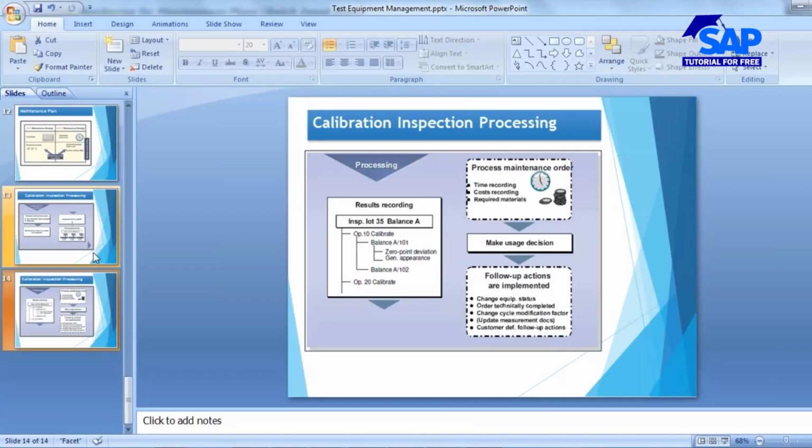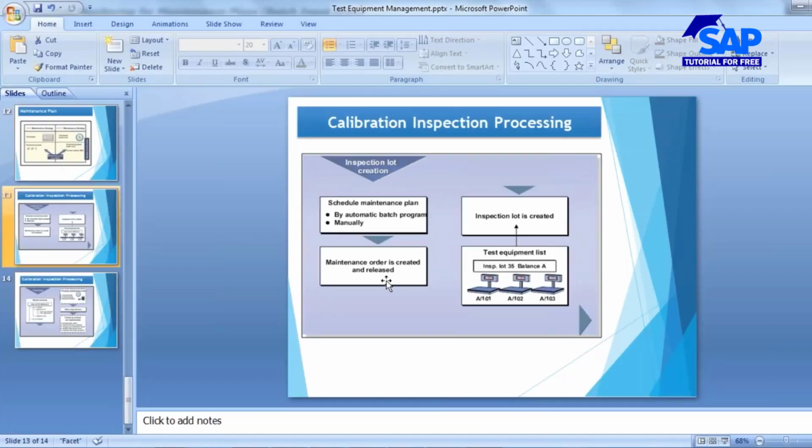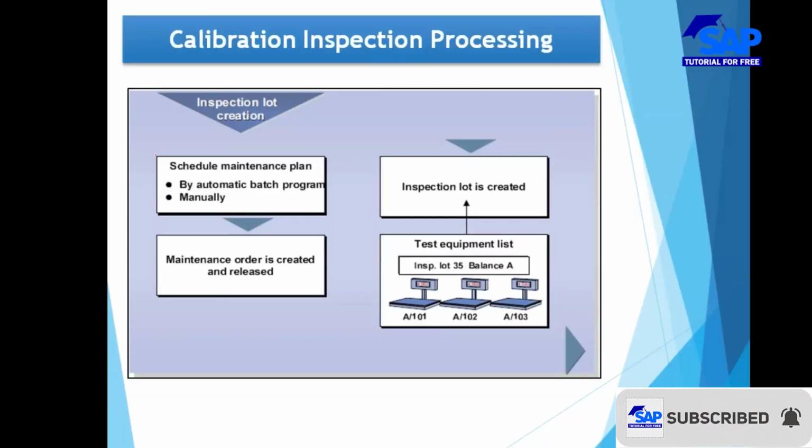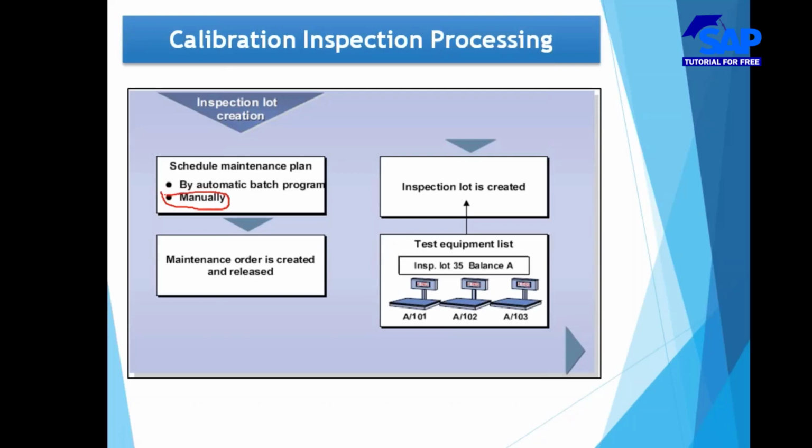Okay, so basically, the scheduling will happen as a background job. I have shown you manually this maintenance plan scheduling, but in real time, it will happen as an automatic batch program through deadline monitoring, IP30. So when that calibration date is reached, that day system will automatically create a maintenance order. So along with the maintenance order, PM order, system will be generating an inspection. Okay, so that is the one which I have shown you, and that is what happens in real time.